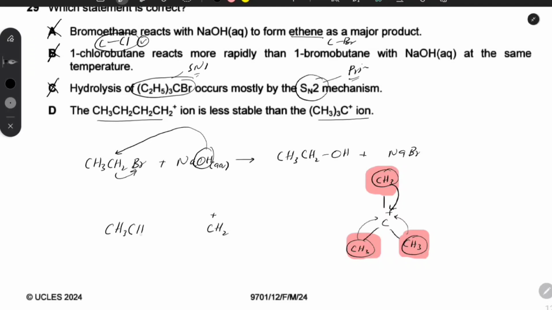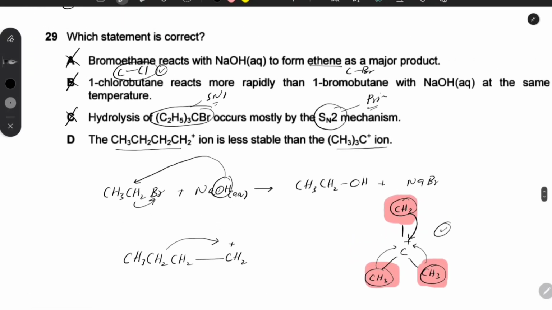But in a primary carbocation, just like this one, we have one alkyl group directly attached to this carbon, and it will make this electron deficient carbon stable, but not as much as the tertiary carbocation can. That is why we will say that option D is correct, that the primary carbocation is less stable than the tertiary carbocation. Therefore option D is the correct option.